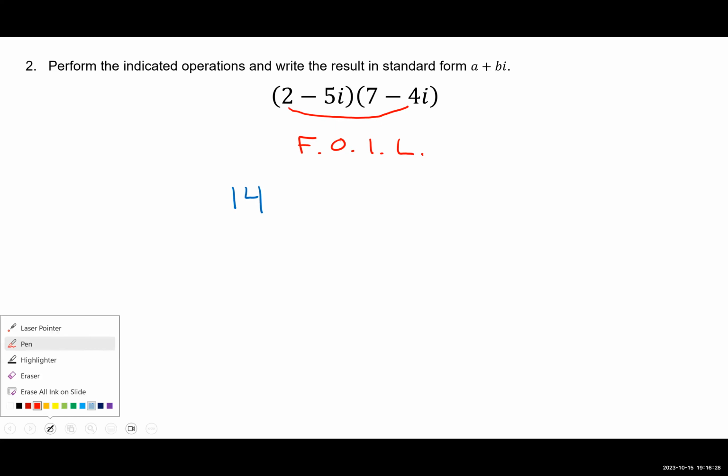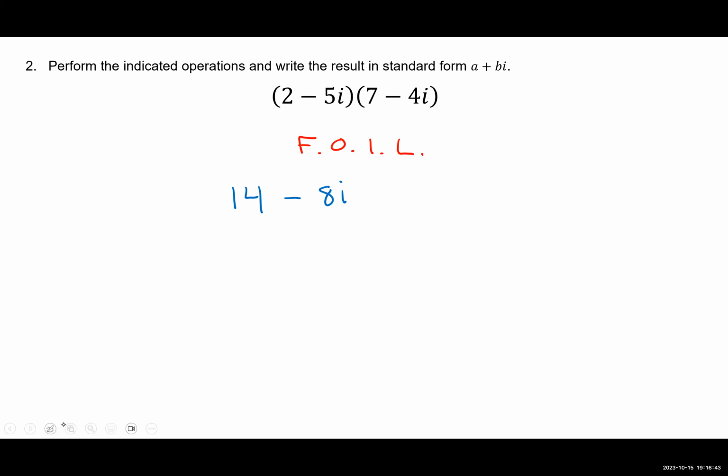Outer times outer. So we've got 2 times a minus 4i. So that's 2 times 4 is 8. There's a minus sign. There's an i. So that's minus 8i. The I in FOIL is inner times inner. 7 times 5 is 35. There's one negative, one positive. So that's minus 35i. And then last times last. The L in FOIL. So minus 5 times a minus 4 is a positive 20.